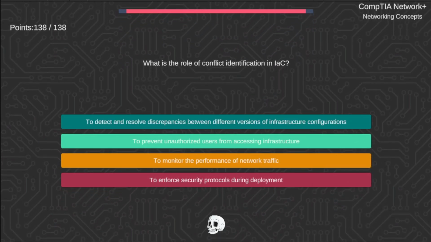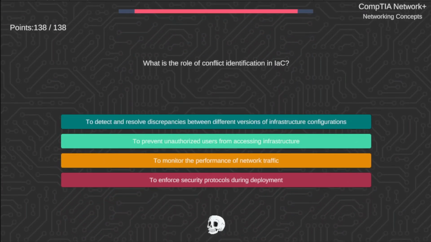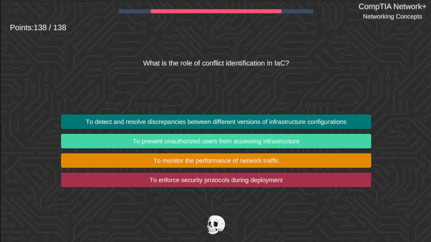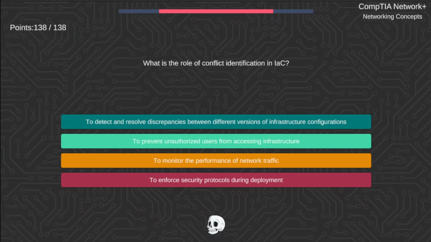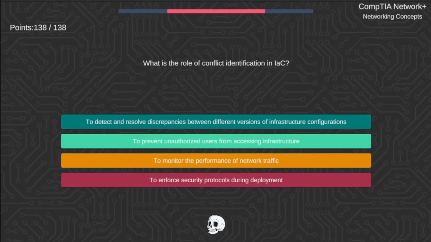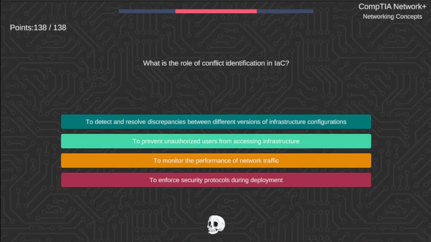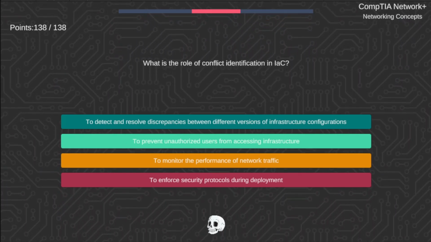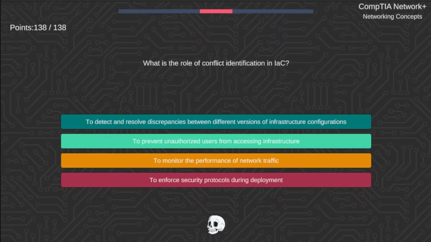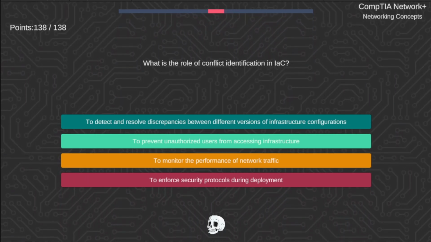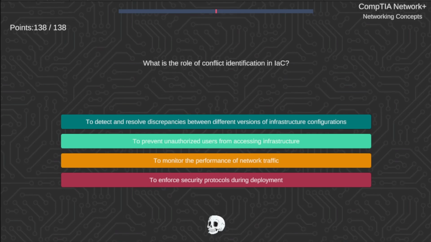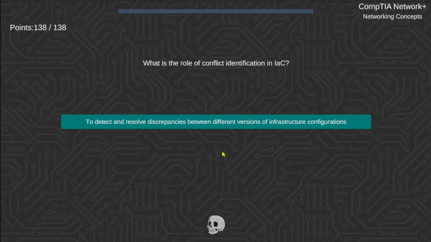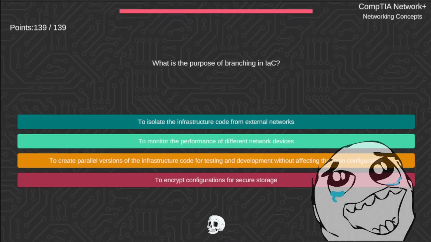What is the role of conflict identification in IAC? To detect and resolve discrepancies between different versions of infrastructure configurations, to prevent unauthorized users from accessing infrastructure, to monitor the performance of network traffic, or to enforce security protocols during deployment. Correct answer is to detect and resolve discrepancies between different versions of infrastructure configurations.